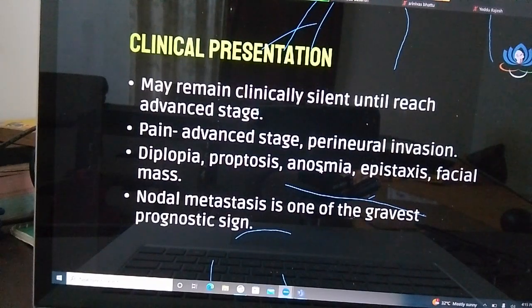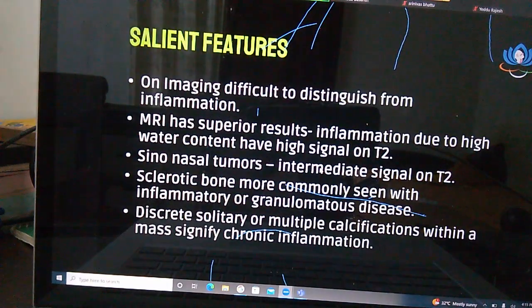The main clinical point is that tumors may remain clinically silent in the sinuses, mainly the paranasal sinus, until they reach an advanced stage. This is one thing we have to remember. In advanced stage, there may be pain and perineural invasion. Sometimes the patient may also present with diplopia, proptosis, anosmia, epistaxis, and facial mass. There may be nodal metastasis, and nodal metastasis is one of the gravest prognostic signs in paranasal sinus carcinomas that we have to remember.